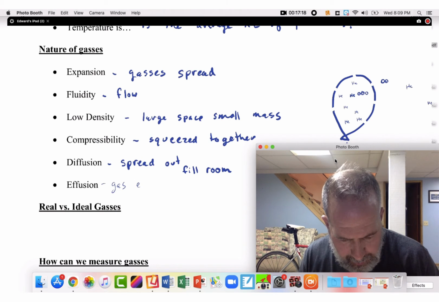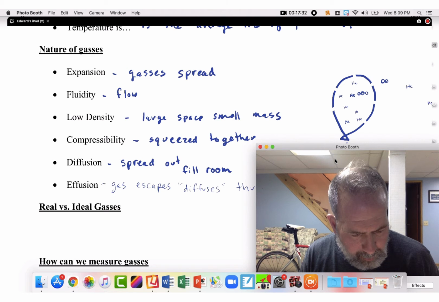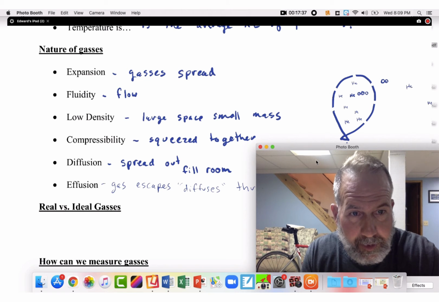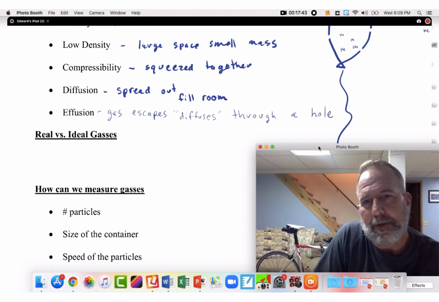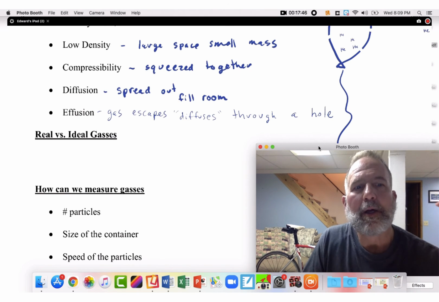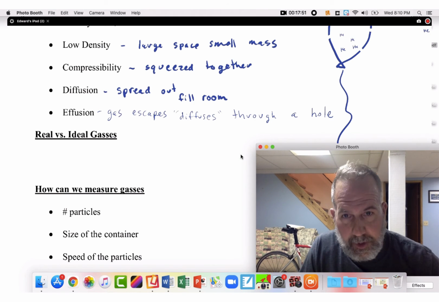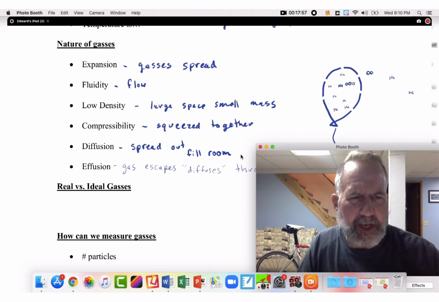Gas escapes, or we can say diffuses, through a hole. Oops. I know you guys get mad every time I get my thing in the way here. So gas escapes or diffuses through a hole. It's effusion. Okay. So those are the 6 things that describe the nature of gases, right?